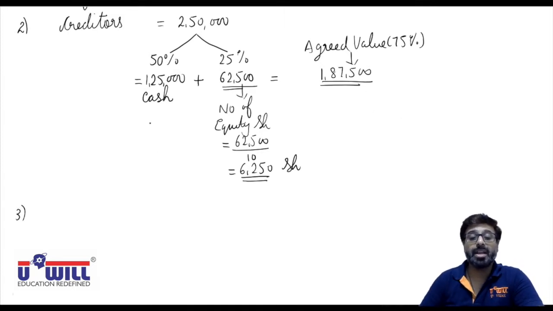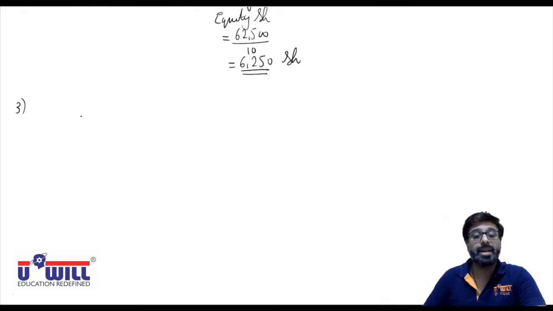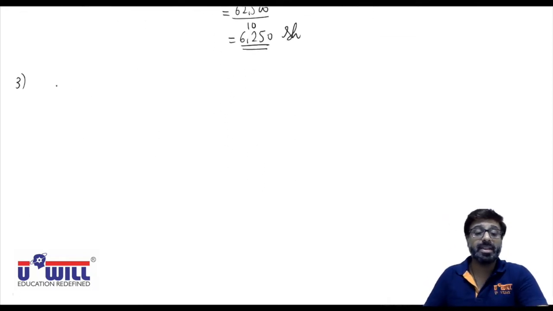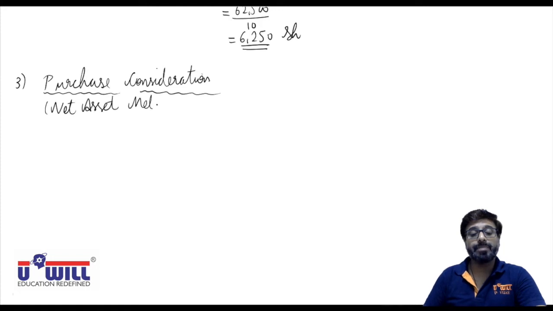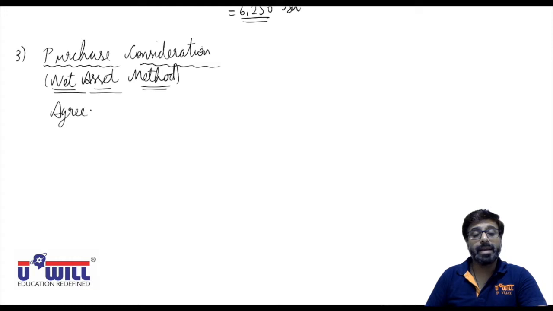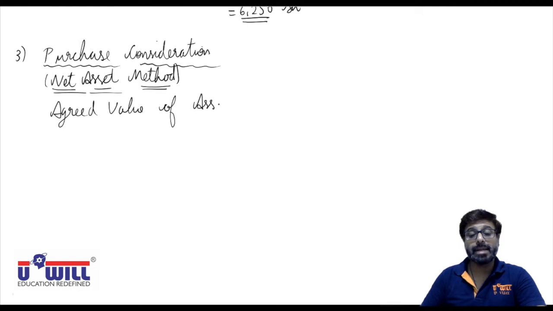If there is any confusion, you can pause the video, rewind it and listen again. The question is very lengthy, so I'm explaining everything only one time. Now, the third working: we find the purchase consideration by net asset method. Because the details of payment of equity shares are missing, we have to find purchase consideration by net asset method. First, the agreed value of assets taken over.